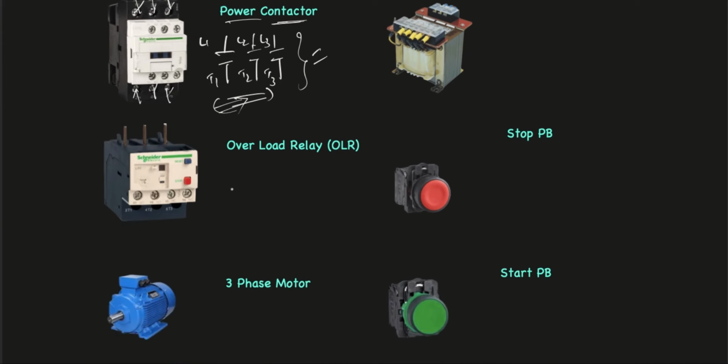Next comes the overload relay. The overload relay is the protection given to our motor. It protects us from overload, that is, indirectly it's protecting us from overcurrent, because when the load increases, gradually the current also increases. So it's an overcurrent protection given to our motor. The single line diagram of the overload relay looks like this. These terminals are connected to the contactor, and these terminals are connected to our motor.